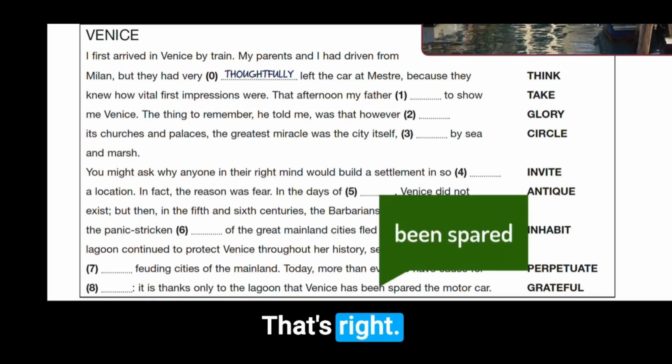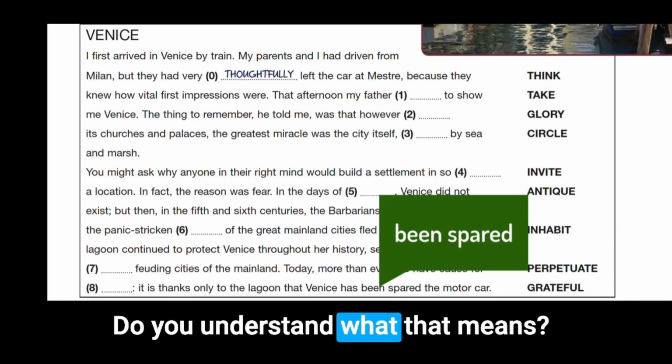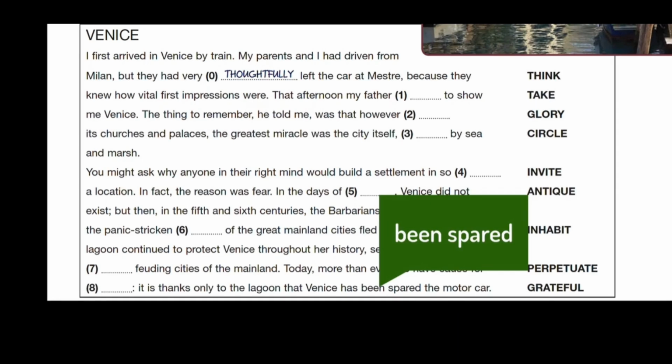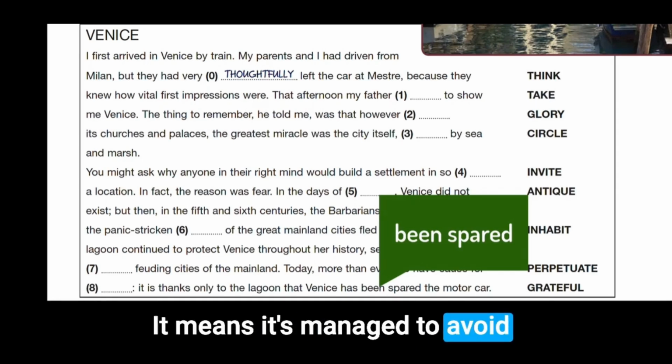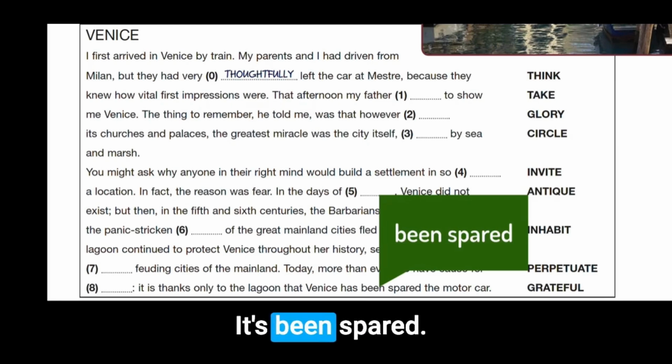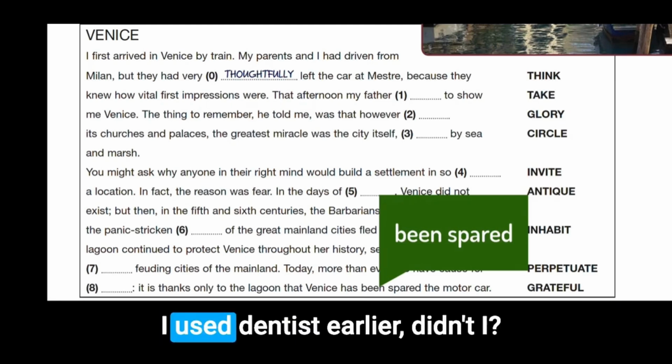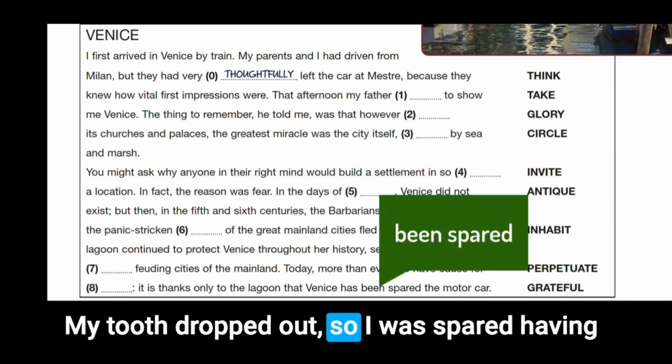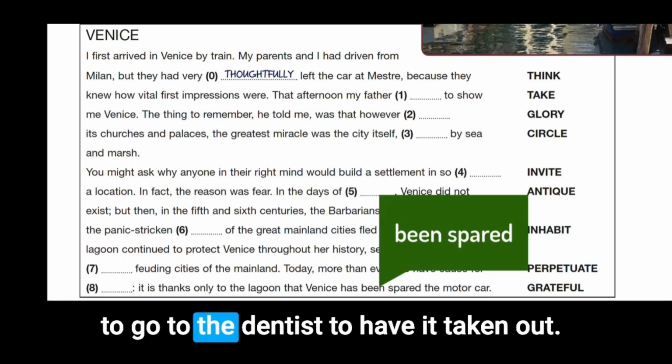That's right. Been spared. Okay. Been spared. Do you understand what that means? No. It means it's managed to avoid having motor cars in the street. Okay. It's been spared. I used dentist earlier, didn't I? And my tooth dropped out, so I was spared having to go to the dentist to have it taken out.